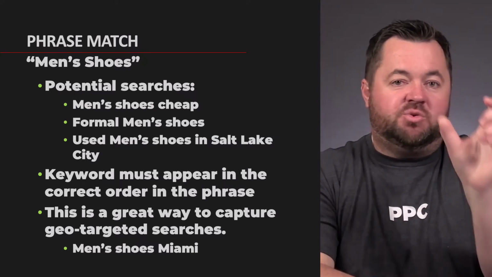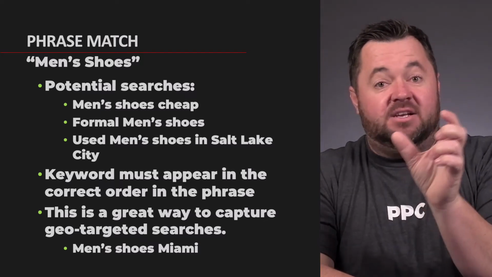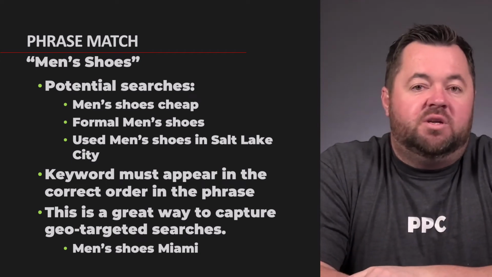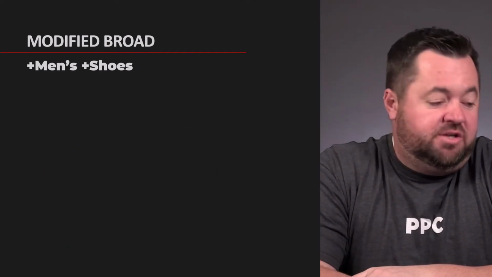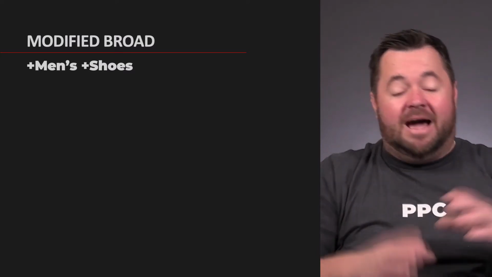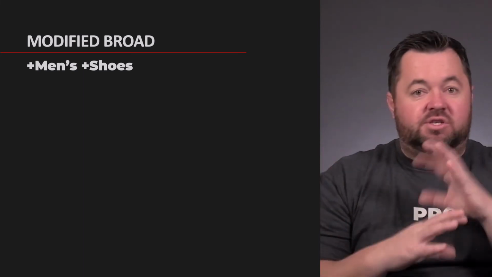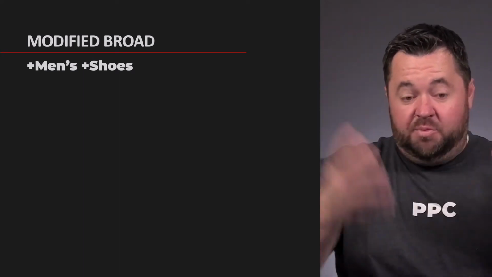Okay, so exact match was just the exact words. Phrase match contains the phrase somewhere in the search. The next one is what we call modified broad, and you'll notice it says plus men's plus shoes. What this means is the search has to contain the word men's and the word shoes somewhere in the search, but not necessarily in that order and not necessarily together. There could be words in between. So that opens it up even further.